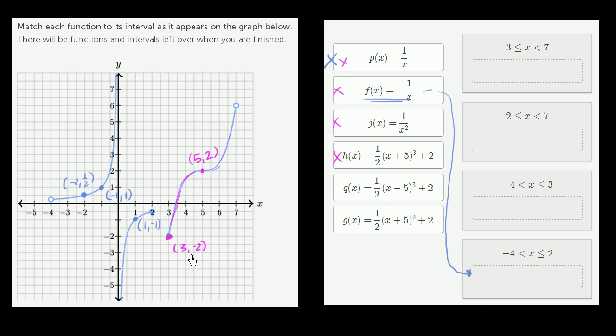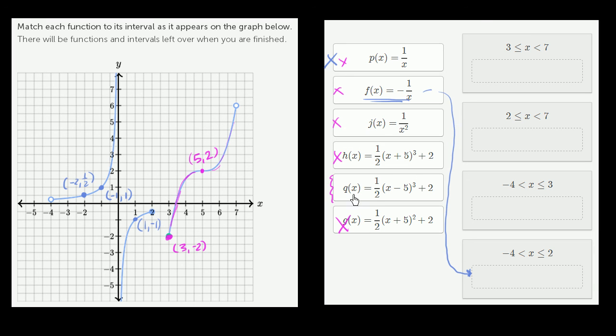Now let's see, does that work for 3, -2? 3 minus 5 is -2, to the third power is -8, times 1/2 is -4, plus 2 is -2. So this looks like a pretty good candidate. Let's just try to make sure we can rule this one out too. Well, let's see, 5, 2. Let's see, 5 plus 5 is 10. Squared is 100, times 1/2 is 50. 52, not 2. So we can rule this one out as well.